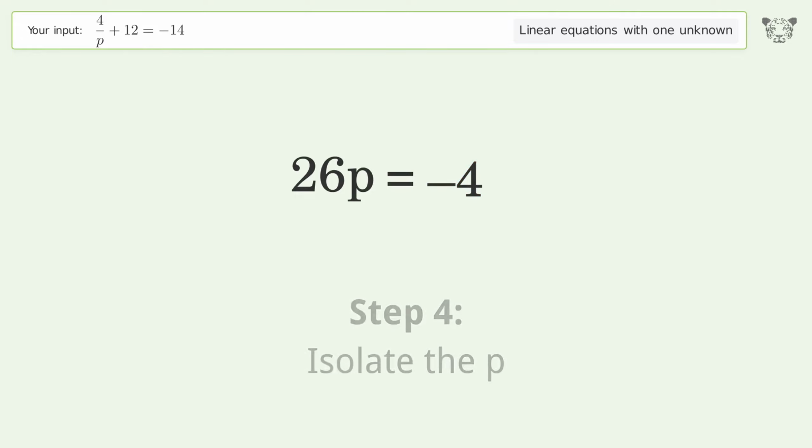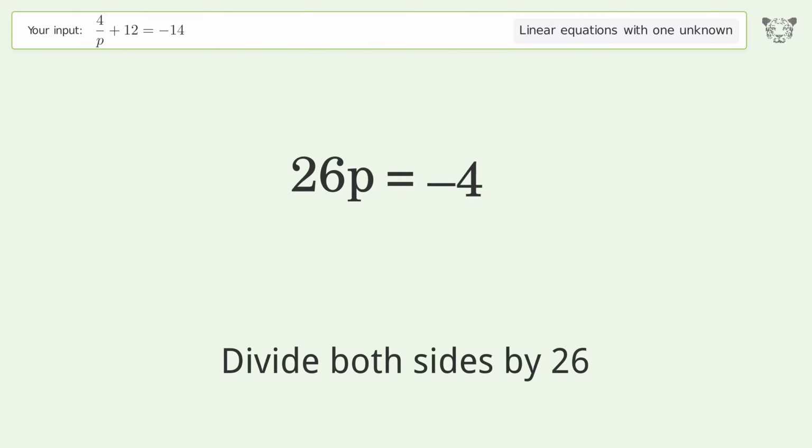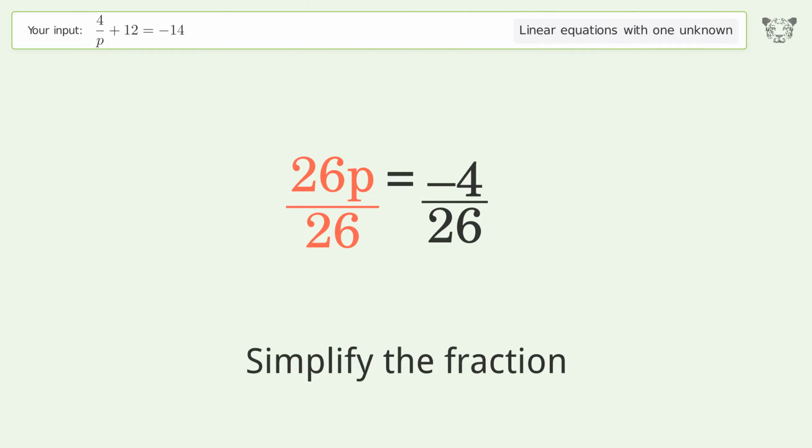Isolate the p. Divide both sides by 26. Simplify the fraction.